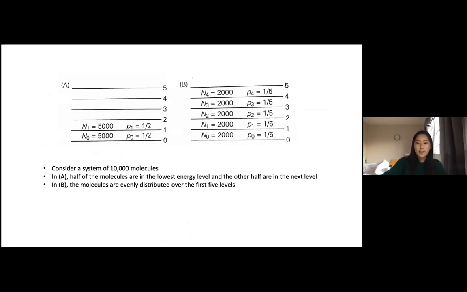Okay, so for practice, let's say we have 10,000 molecules. And in A, half of the molecules are in the lowest energy level and the other half are in the next level. And in B, the molecules are evenly distributed over the first 5 levels. So do you think A or B has higher entropy? If anyone wants to say what they think, please unmute yourself or write it in the chat.